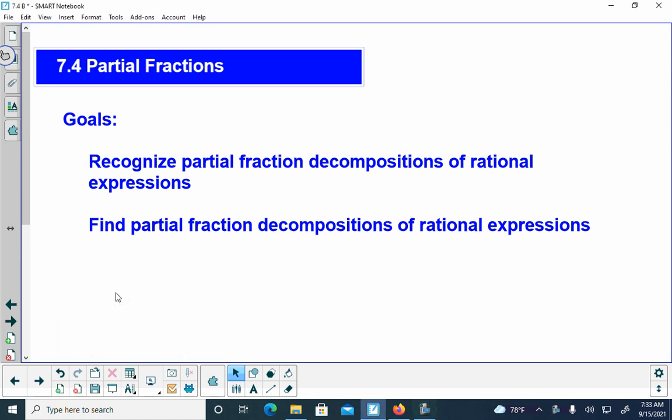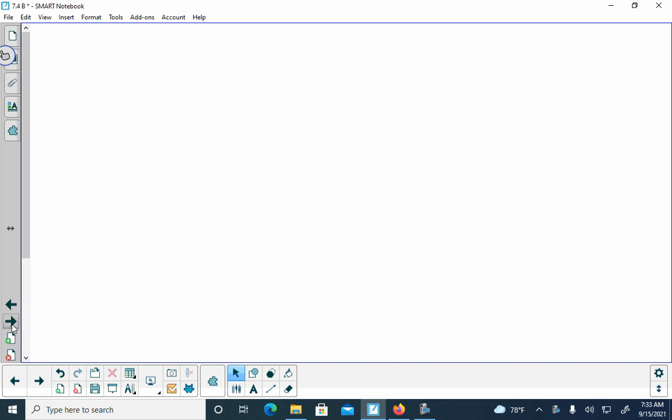So this is Mrs. Ward, and this is the second half of 7.4, partial fractions. We're going to still continue partial fractions and the decomposition of those fractions. So I just want to review what we've already learned.